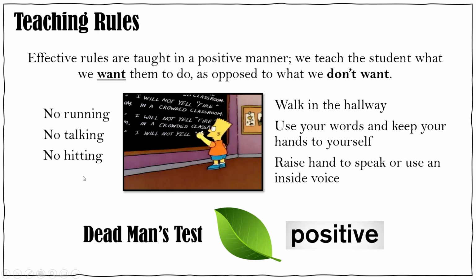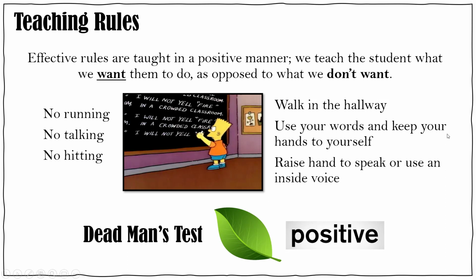So when you walk in the hallway and you just say, no running, no talking, no hitting, okay, those are fine. You're telling them what not to do, but you're not telling them something that you want them to do. So, we walk in the hallway, we're staying quiet right now, things like that. We use kind hands or we use nice hands, things like that is what you actually want to say. And so here it is right here. We walk in the hallway, use your words, keep your hands to yourself, raise your hand to speak or use an inside voice. These are all things that they actually can do.